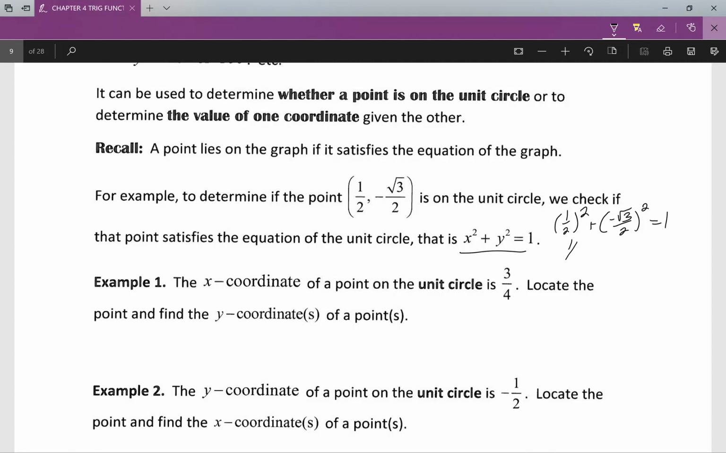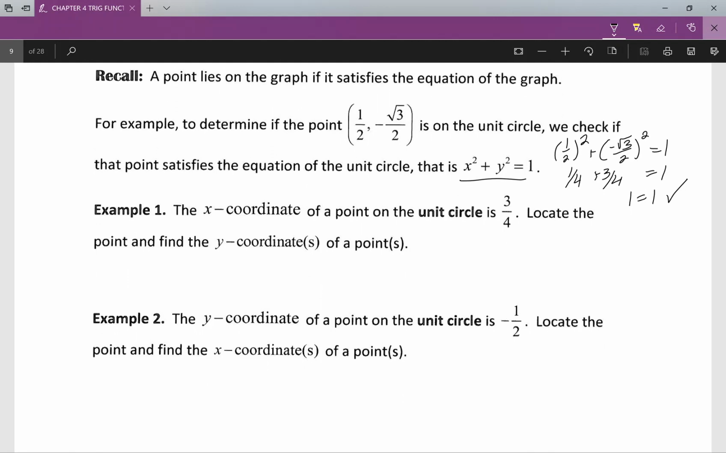1 over 2 squared is 1 over 4, plus 3 over 4. Does that equal 1? We see that it does equal 1, so that checks out. Now, why is the unit circle important? I'm going to do a brief lesson on that before the next chapter because I feel it goes better with sinusoidals than with what we're looking at right now.